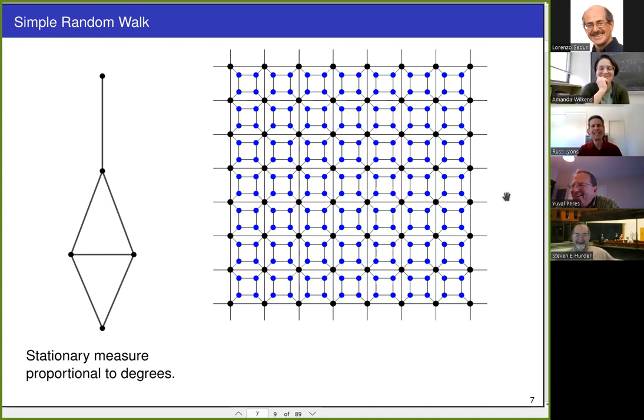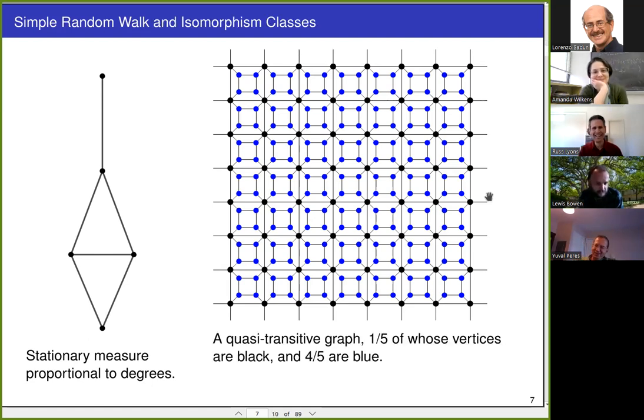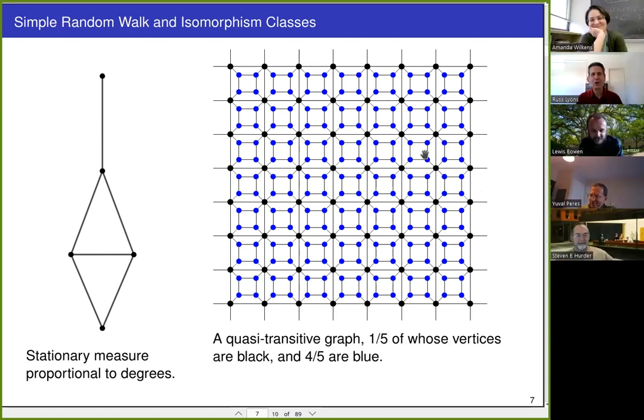Every blue dot has one black neighbor, and every black dot has 4 blue neighbors. Right, so it's 1/5 and 4/5. Correct. And so one way to say that is, for every black dot, if I go down and to the right, I see 4 blue dots. That's a 4-to-1 map.